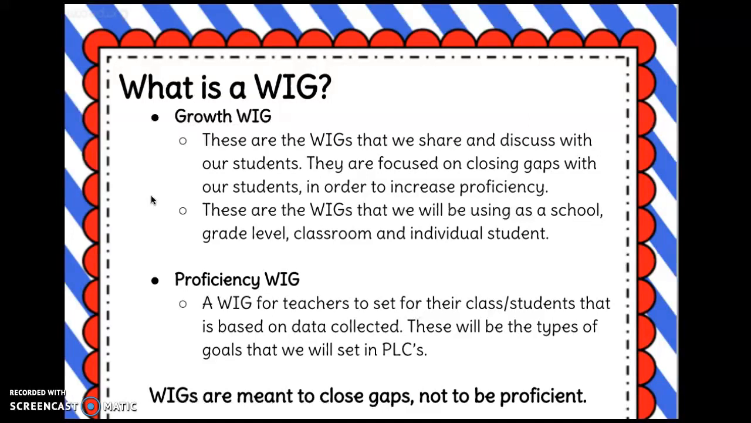So the proficiency WIG is the WIG that we will use as teachers, that we set for our class or for specific students based on any data that we collect during the year. And these are the types of WIGs that we will set in PLCs. So again, we're focusing on these growth WIGs, and these are the WIGs that are meant to close the gaps, but not to show proficiency.